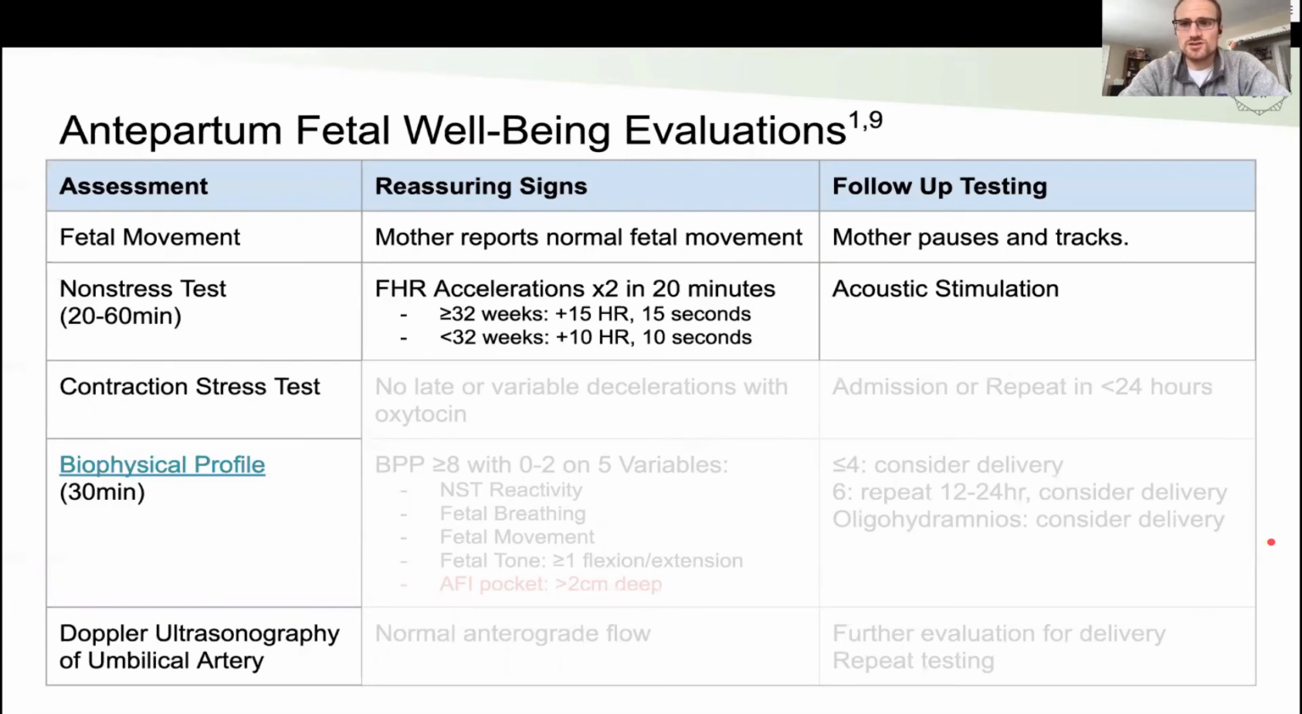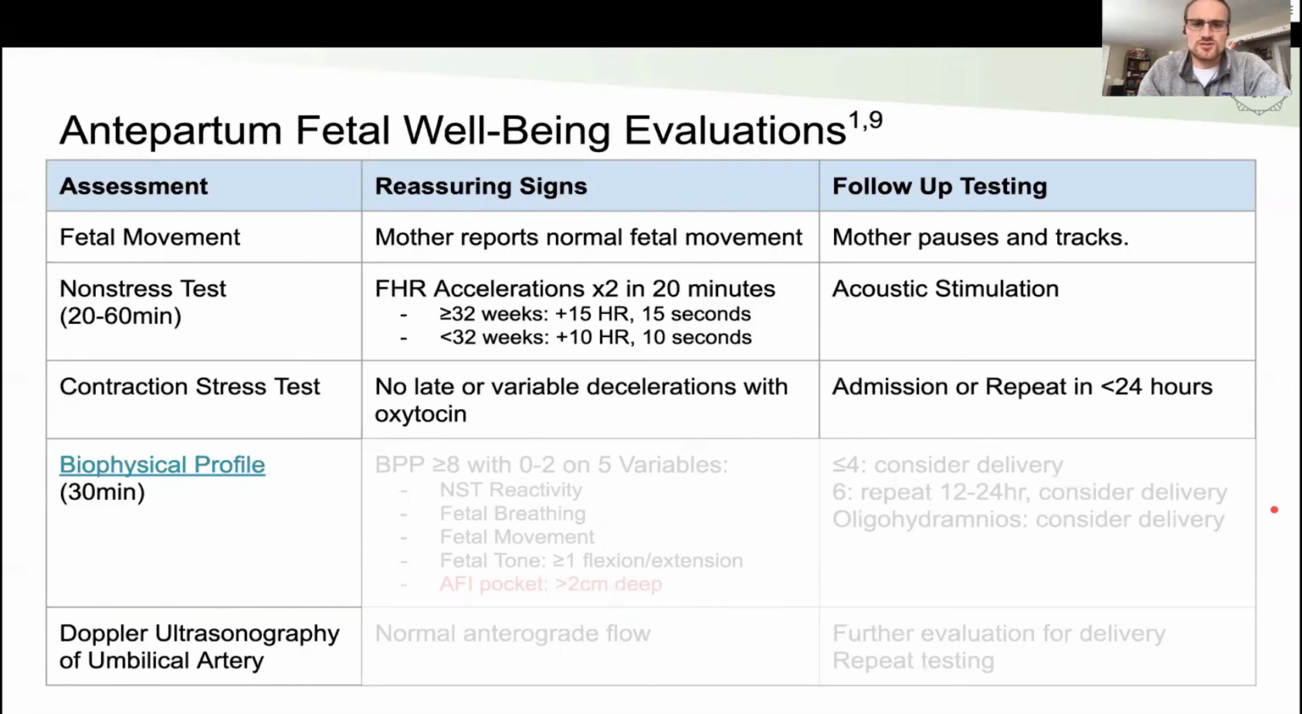Reasons why you might not have accelerations could include maternal medications. Could also include the fetal sleep cycle, which can take up to an hour. So sometimes you have to monitor for quite a long time to see if you have these accelerations present or not. And then you have the definitions there underneath. More about accelerations and how to read a fetal heart strip in that other video that we're putting together.